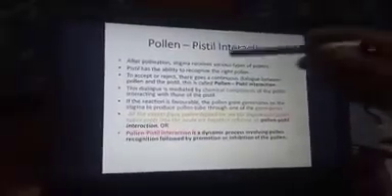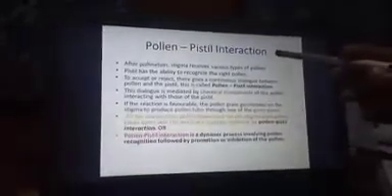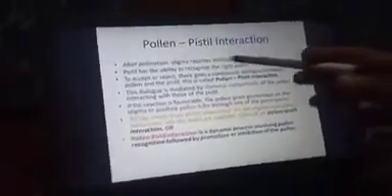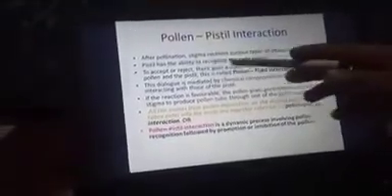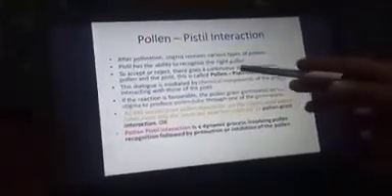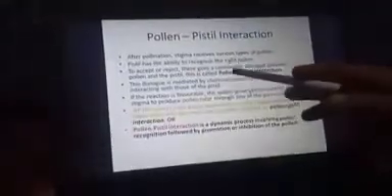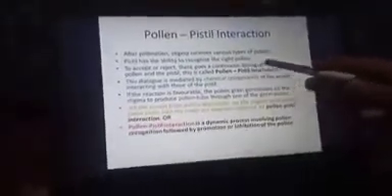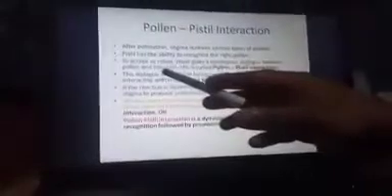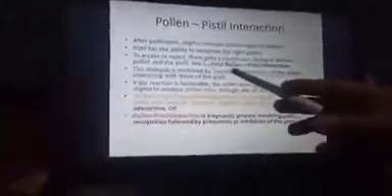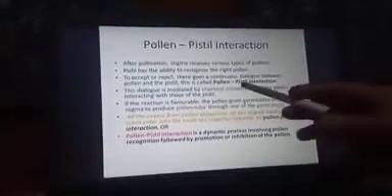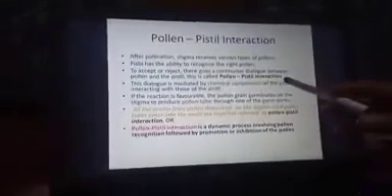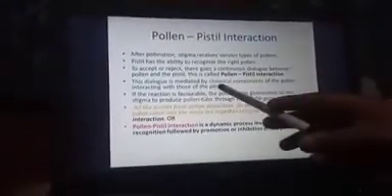Now, first of all, the pollen-pistil interaction. After pollination, what happens? The stigma receives various types of pollen. The pistil has the ability to recognize the right pollen. To accept or reject, there is a continuous dialogue between the pollen and the pistil. This is called the pollen-pistil interaction. This dialogue is mediated by the chemical components of the pollen interacting with those of the pistil.